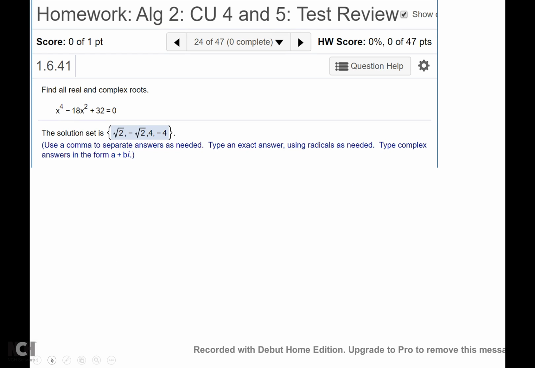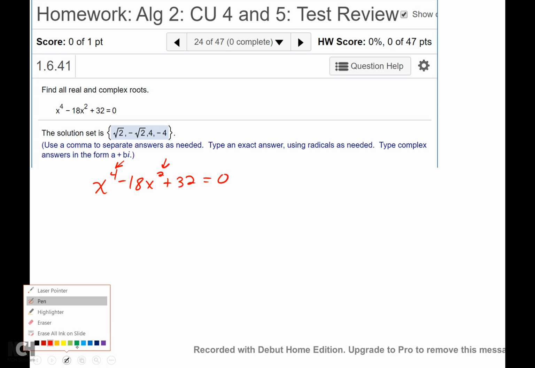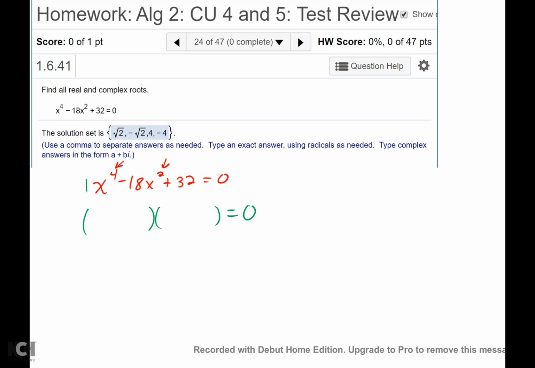Alright, it says find all real and complex roots. Remember, this is not quadratic, but it acts like a quadratic because this is half of that. If the middle is half of the first one, then it's still factorable. It should be an easy one because a is 1. It's just that instead of x being here, it's going to be x squared and x squared to get x to the 4th when you multiply it back together.